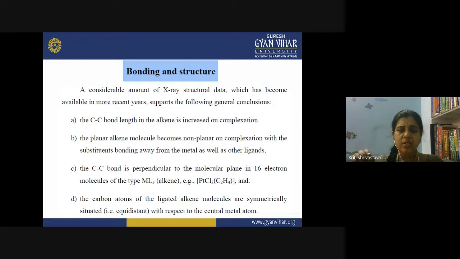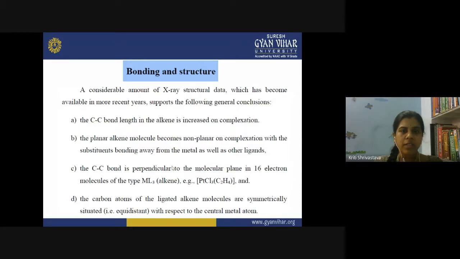Why 16 electron? Because the complex has 2 electrons fewer than 18, so it has a total of 16 electrons, and the two electrons less than 18 are provided by the alkene molecule. So it has been seen that the carbon-carbon bond remains perpendicular to the plane of the molecule, and especially this happens when we have complexes of the type ML3 alkene.